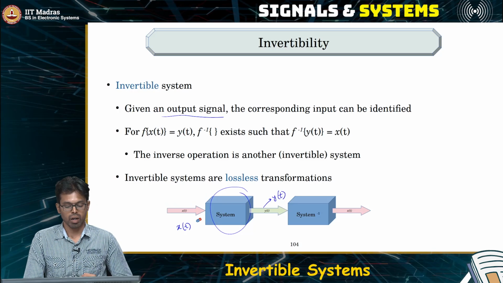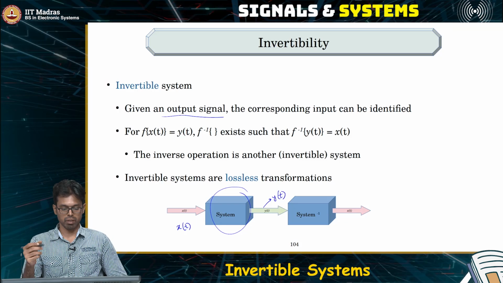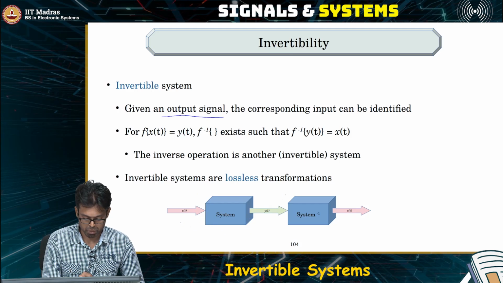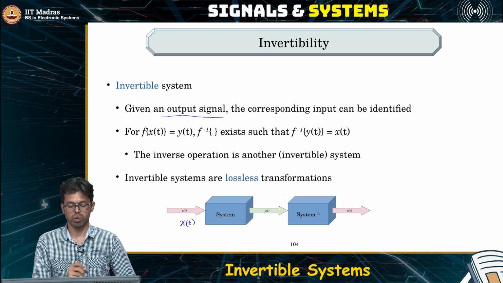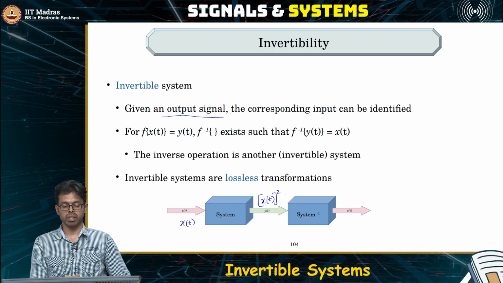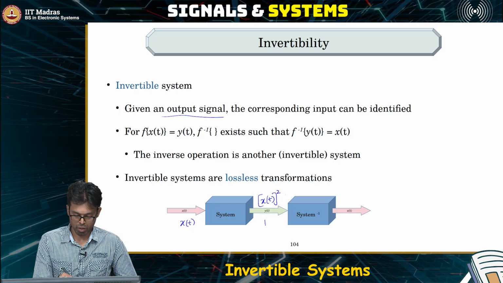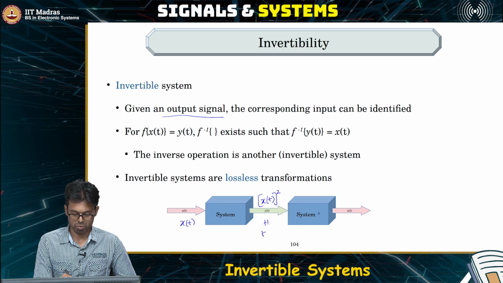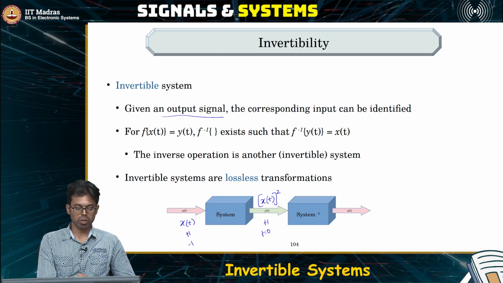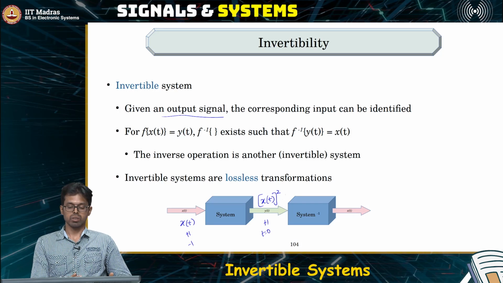Now, can there exist systems for which this is not possible? Of course, it is not possible for certain kinds of systems. For example, let us say you give some x of t as input, and the output here is x of t the whole square. All the system is doing is squaring it and giving you the output. Then can you tell what was the input? Let's say the output was plus 1 at time t equal to 0. Can you tell what was the input at time t equal to 0? It could have been either plus 1 or minus 1. We don't know what it was, right? So in this scenario, this system is not invertible.